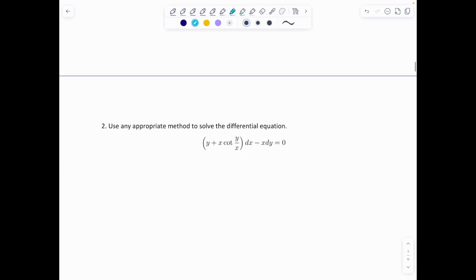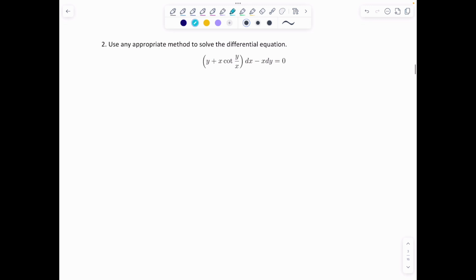Use any appropriate method to solve the differential equation. Looking at this equation at first glance, hopefully you'll observe that it is homogeneous. So I'm going to solve it by making the substitution where we let y equal u times x. So dy is u dx plus x du. And then my goal is to make this equation separable in terms of x and u.